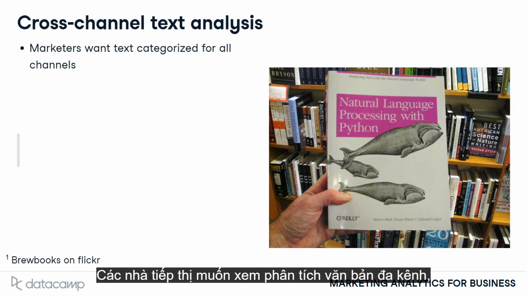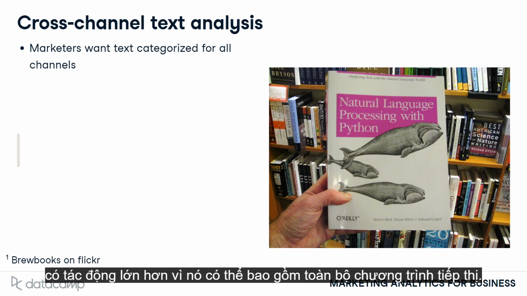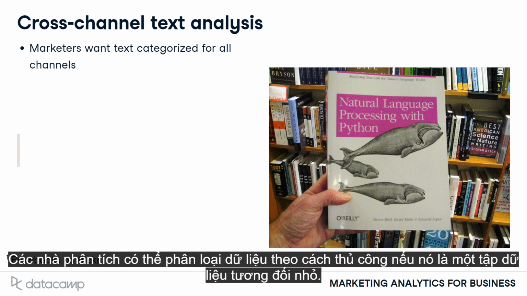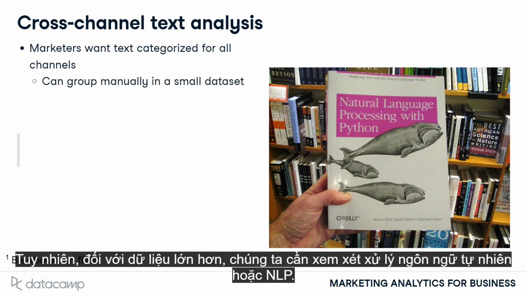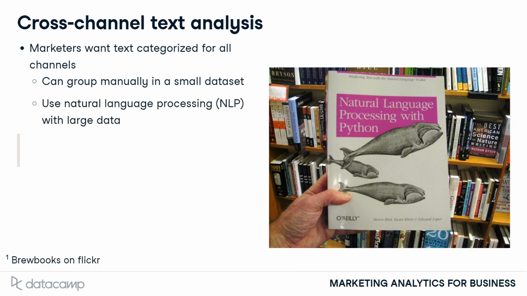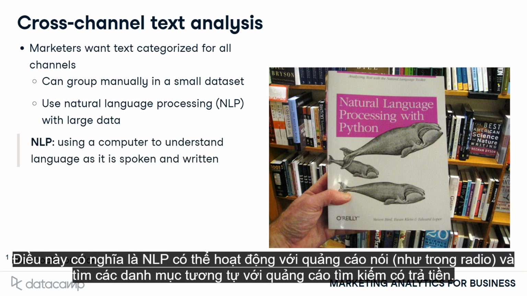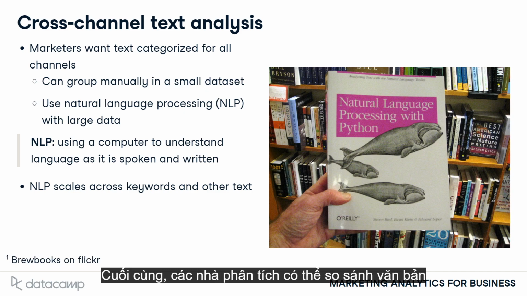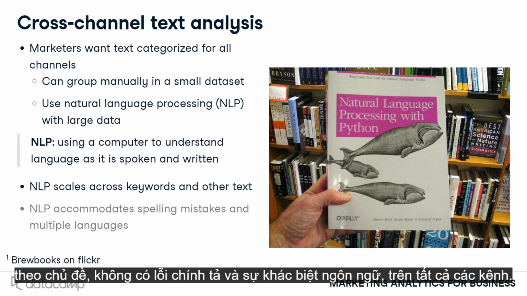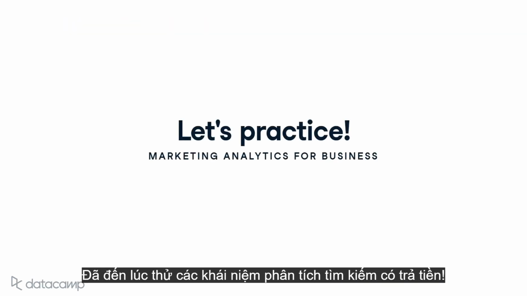Marketers would like to see text analysis that is cross-channel, which has a larger impact since it can cover the entire marketing program. Analysts can manually classify data if it is a relatively small dataset. However, for larger data, we need to consider natural language processing, or NLP. NLP is using computer programs to make sense of language as it is spoken and written. This means NLP can work with spoken ads, like in radio, and find similar categories with paid search ads. Eventually, analysts could compare text by theme, agnostic of spelling mistakes and language differences across all channels. Time to try out paid search analysis concepts.